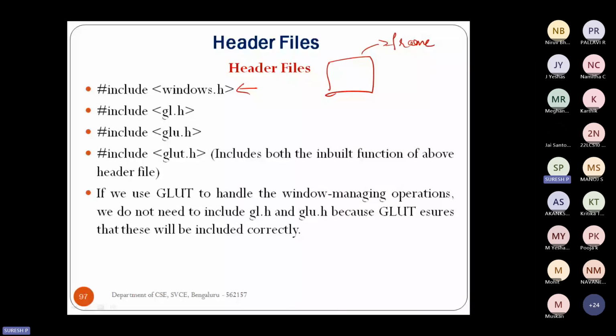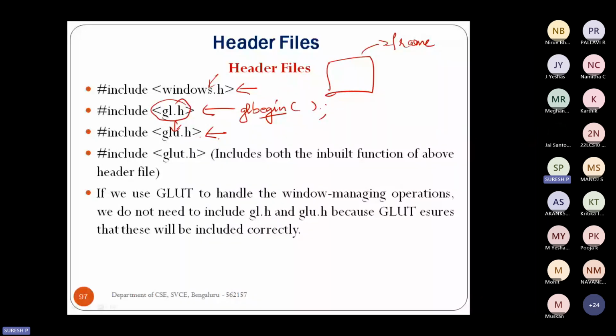Now normally, if you are going to use GL functionality, like GL begin, these APIs are written inside GL.h. If you take GLU, that is the graphics library utility, it is used through GLU.h. Some of the functionalities which are not supported by GL.h will be supported by GLU.h. Those APIs will be written inside this particular GLU.h.